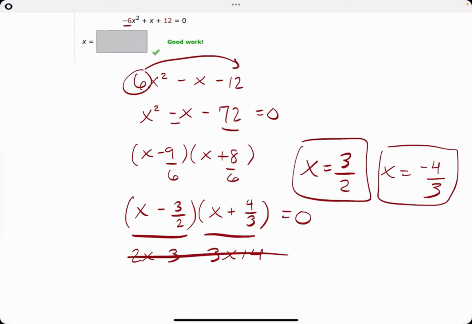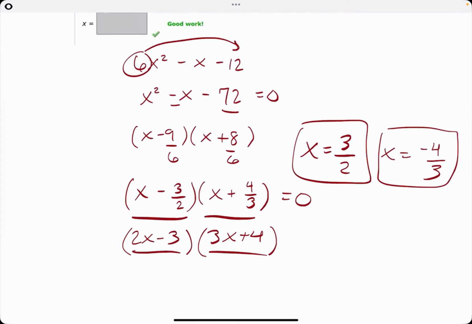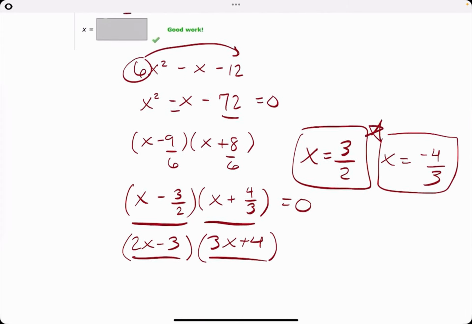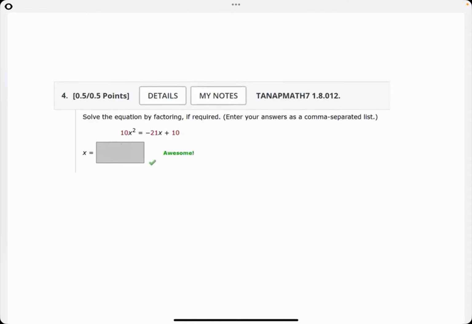So my advice is it's good to be in the habit of writing it like this for the factors. But if we are just solving for x, just know you kind of see the answers in this line right there. That was number 3. Here's number 4.